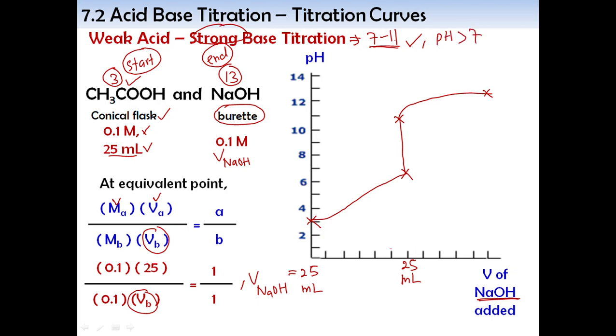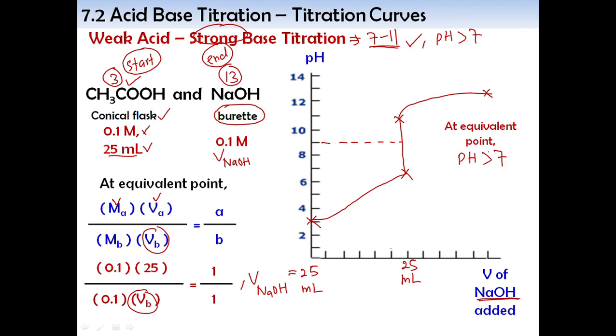So, 7 kepada 11, 9. 9 is the center. So, cari where is 9. Okay, this is 9. Letak dash, dash, dash, dash. Tulis: at equivalent point, pH is more than 7. Jangan tulis pH sama dengan 9. Tak boleh. Kita tak tahu exactly berapa. So, kita simply letak pH more than 7. So, dah ada semua ni. Dah siap your titration curve.